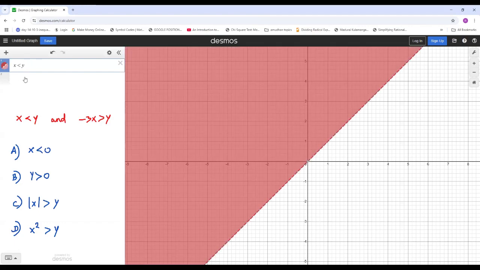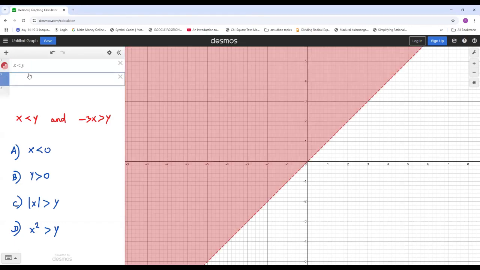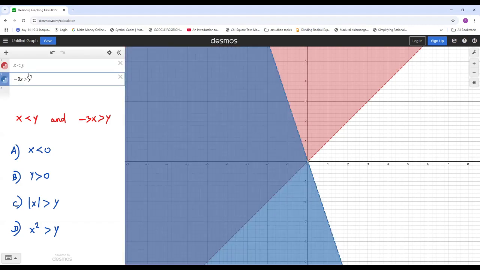Now I got the graph of the first inequality. Now let me give the second inequality as input. That is negative 3x greater than y. Now I got the graph of the second inequality. So this region over here represents the graph of x less than y, and the region over here represents the graph of negative 3x greater than y. And this is the common region for both the inequalities.